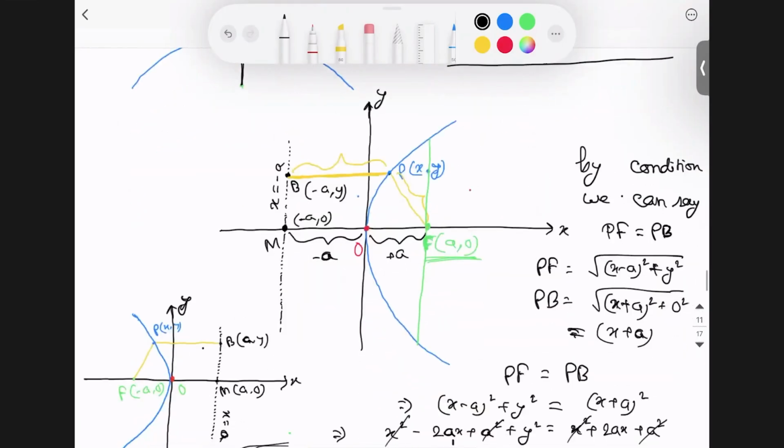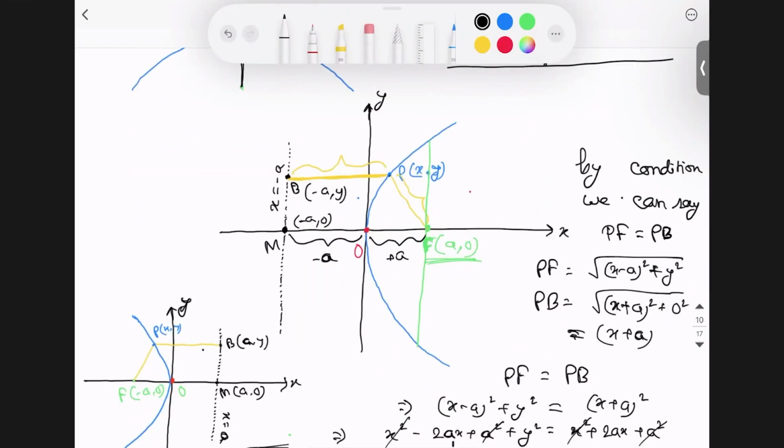So this is denoted by this green line, which shows our latus rectum. Now the question is, what is the length of this latus rectum? Now can you guess from here only what the length of the latus rectum can be?